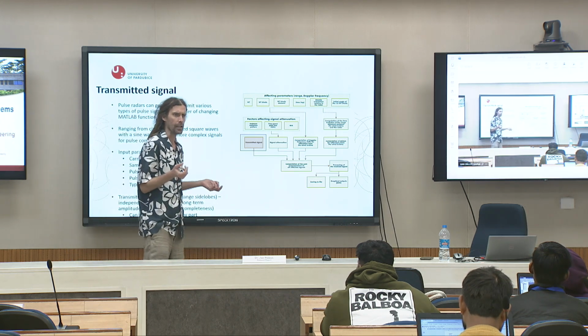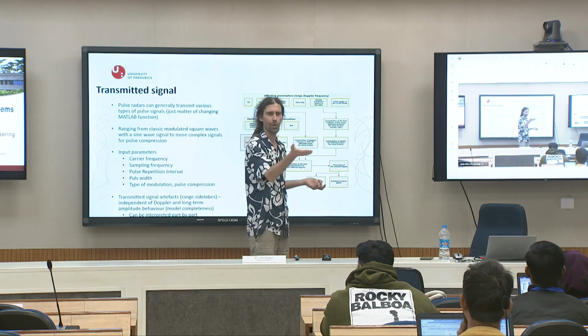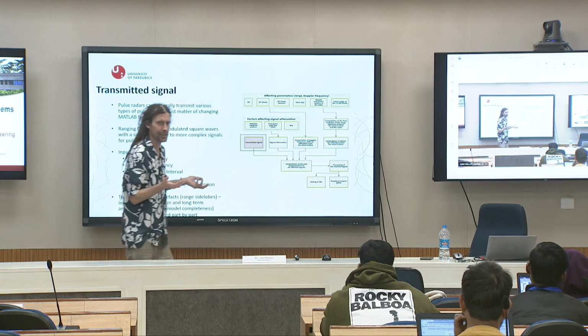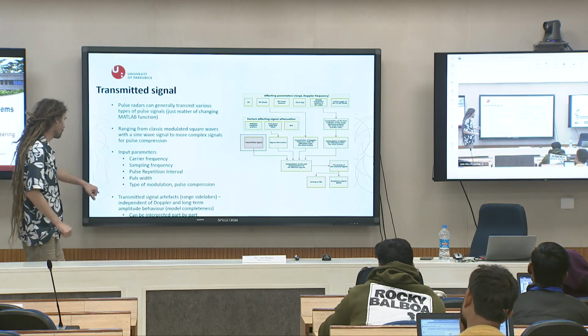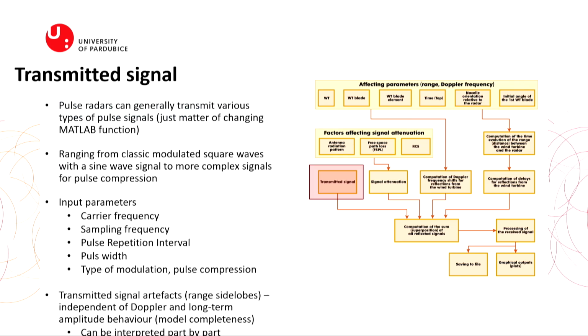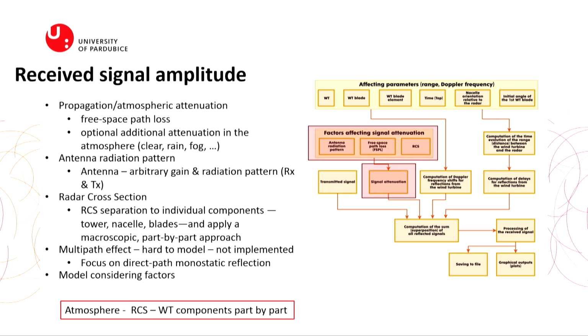You know what the shortcut of MATLAB stands for? Matrix laboratory. Yeah, exactly. It is just matrices, nothing else. So, transmitted signal artifacts are independent of Doppler and long-term amplitude behavior. So, I can develop them at one time and then use them. Then, received signal amplitude. It will be propagation, atmospheric attenuation, free space path loss. Optional can be attenuation in the atmosphere, polarization losses, clear, rain, fog.